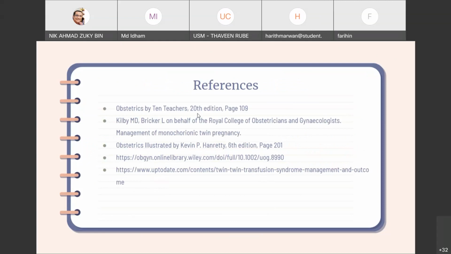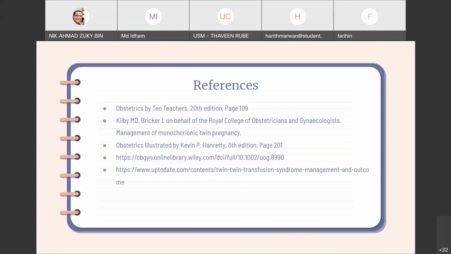The mode of delivery as mentioned by Marwan, yes, that's correct. But as long as the first twin is in cephalic presentation, we can opt for vaginal delivery. C-section is for those with non-cephalic presentation in the first twin. So cephalic presentation in the first twin, we can allow for vaginal delivery.